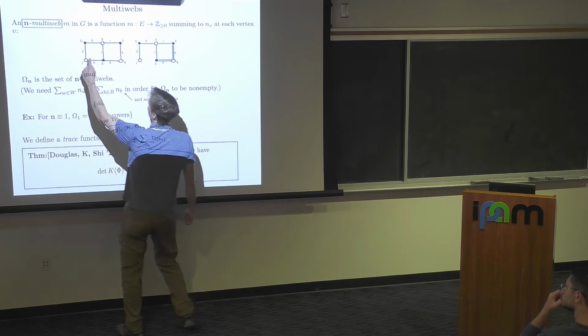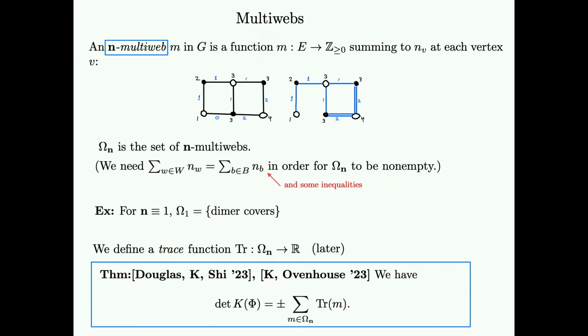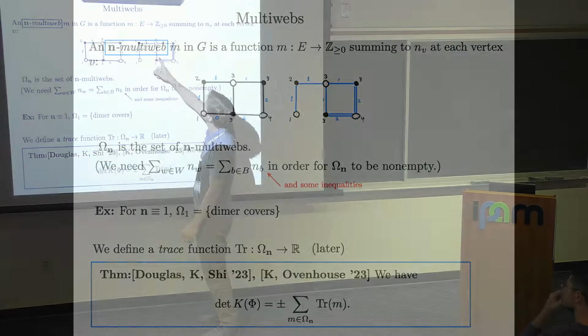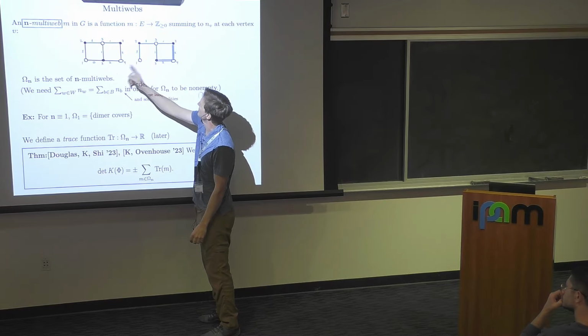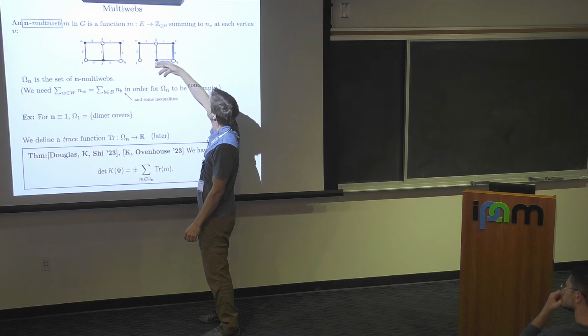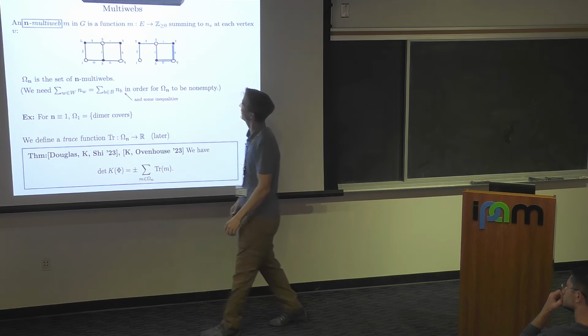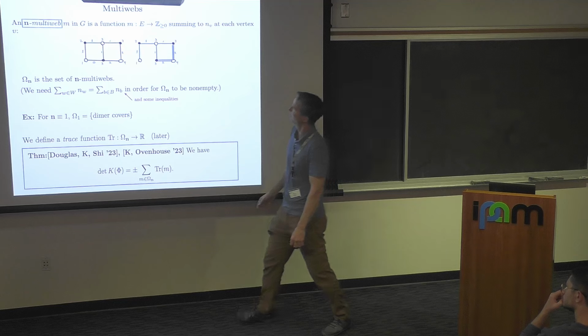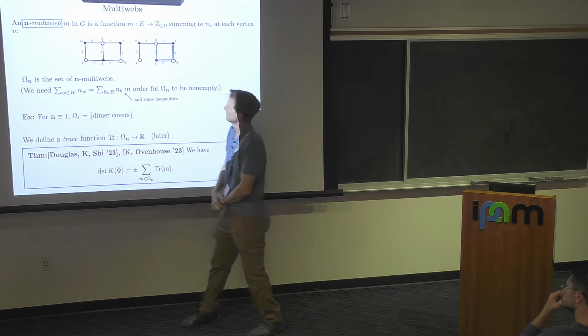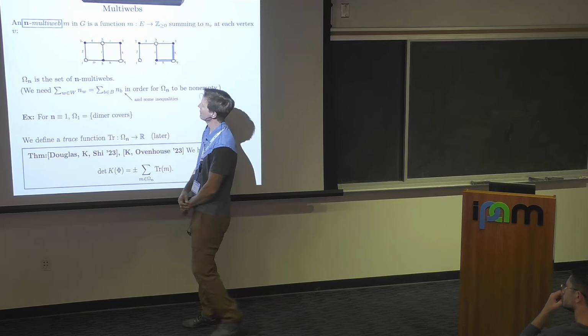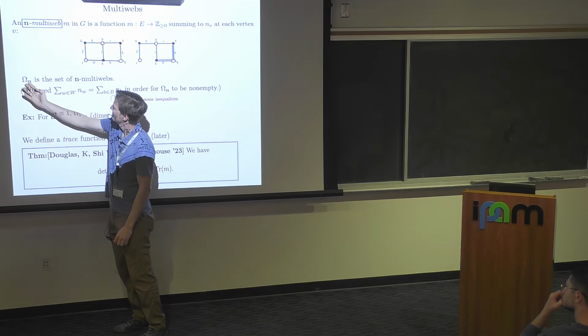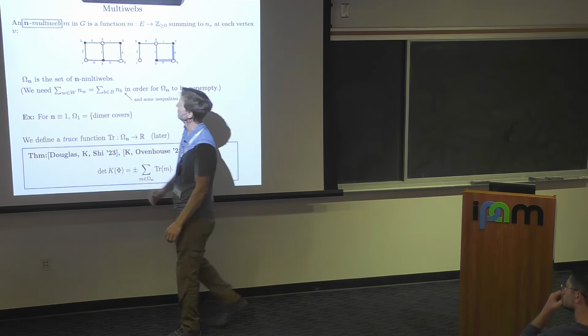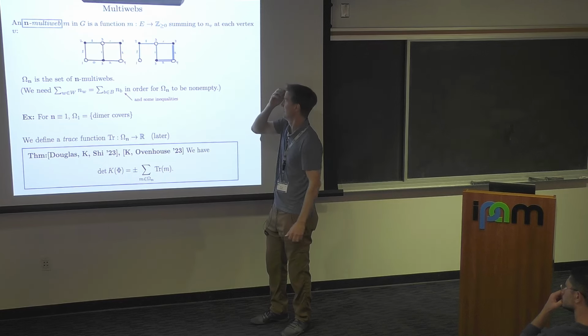For example, because there's a 2 here, I need the value of the multiweb on these 2 edges to sum to 2. Right? And sometimes you can draw that with single edges. The edges with multiplicity 0 you just throw away, and multiple edges you can think of as parallel edges like that. It's just 2 different ways to draw the same object. And omega sub boldface n, that's the set of multiwebs. That's the thing we want to count.